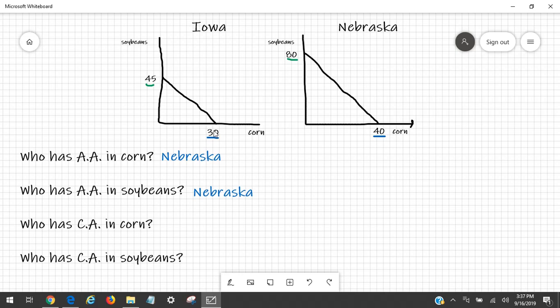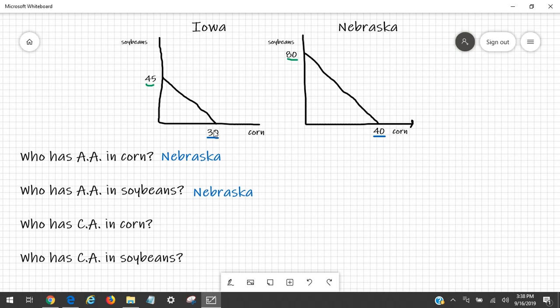And so we just need to remember that the answer for who has the absolute advantage in a good can be both. You can have it in both goods, you can have it in one of the goods, or you may not have it in any of the goods.